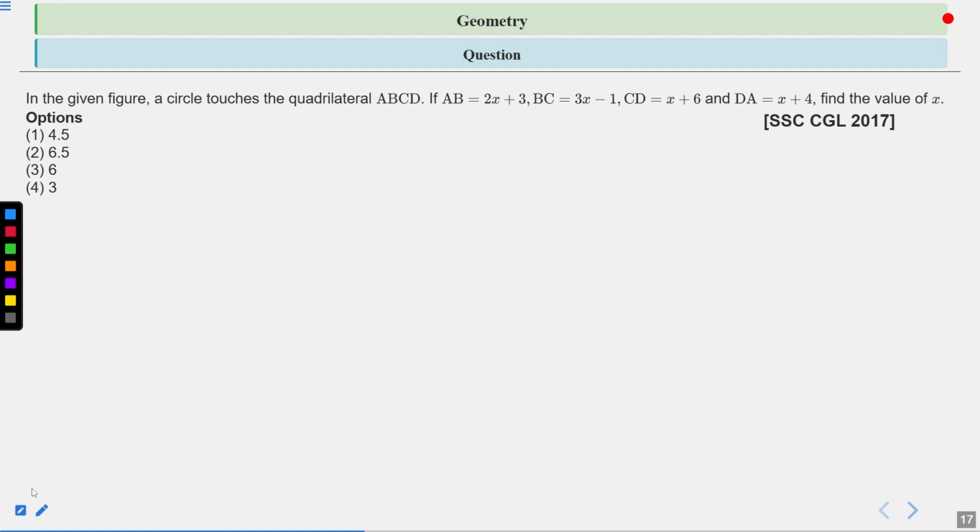In the given figure, a circle touches the quadrilateral ABCD. If AB equals 2x plus 3, BC equals 3x minus 1, CD equals x plus 6, and DA equals x plus 4, then find the value of x. This question was asked in SSC CGL 2017 exam. There are four options. First one is 4.5, second is 6.5, third one is 6, and fourth one is 3. Now you have 10 seconds to analyze the question. Your time starts now.